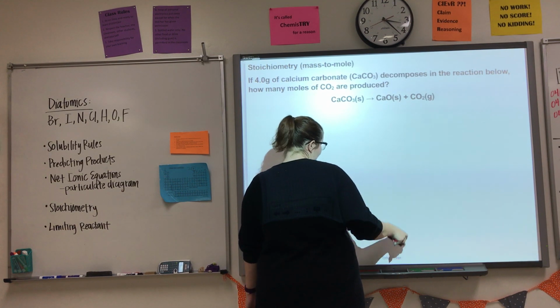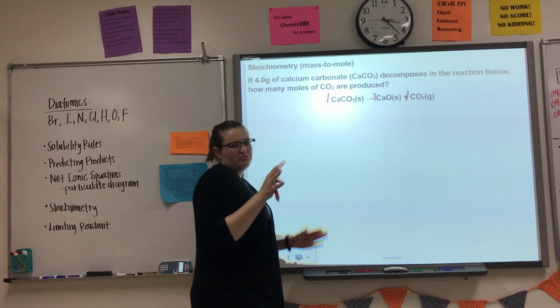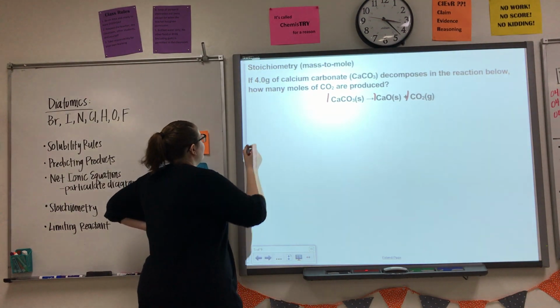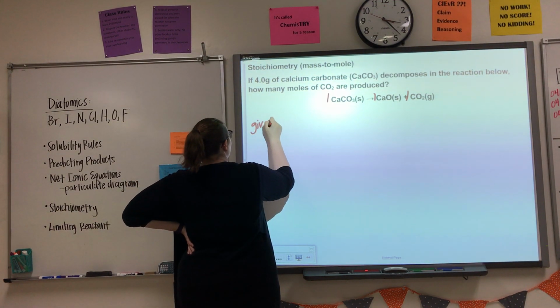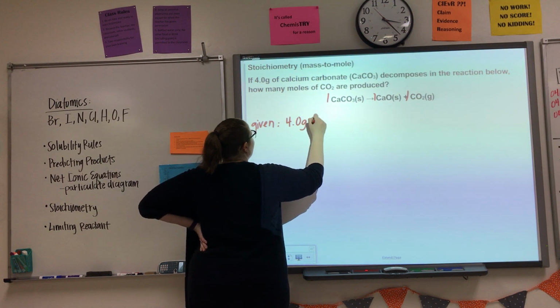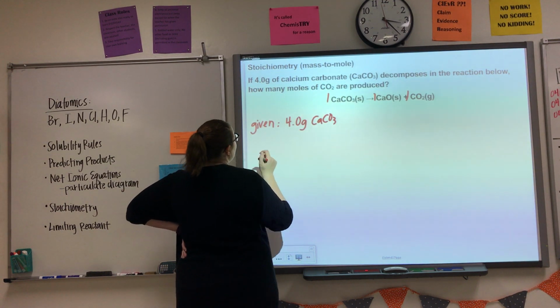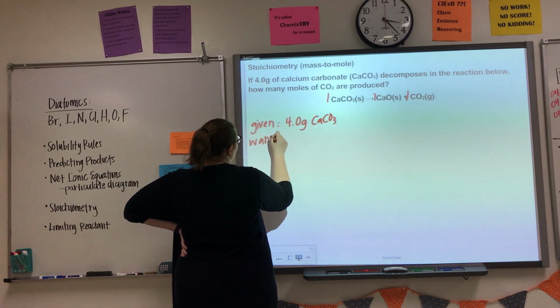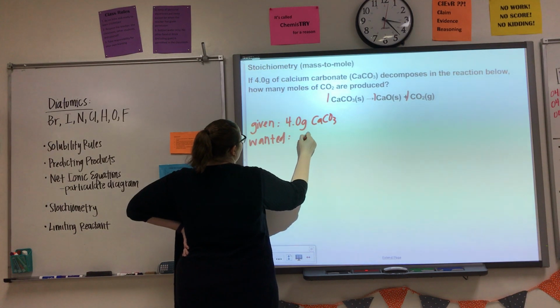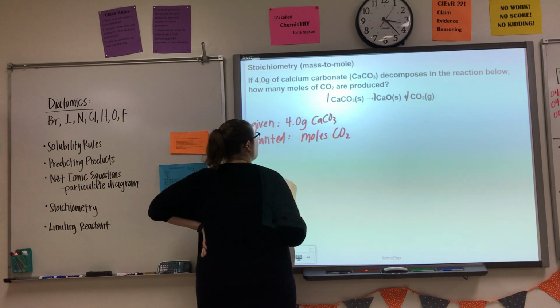If I don't have a number in front, I can assume ones, but I'm going to write them in just for no confusion going on here. So we're given 4.0 grams of CaCO3 or calcium carbonate. It's going to decompose, and we want moles of CO2 or carbon dioxide.